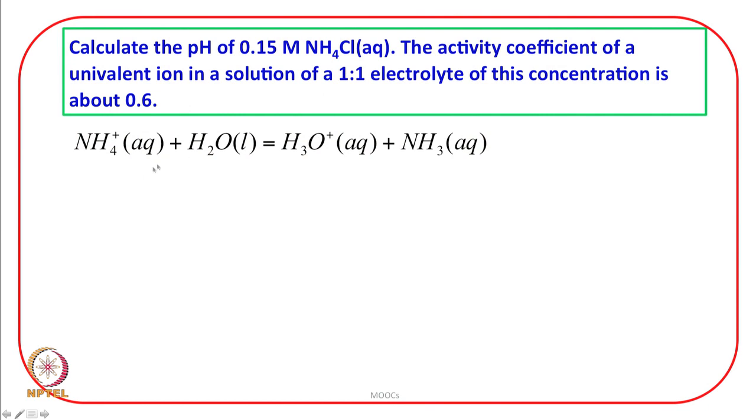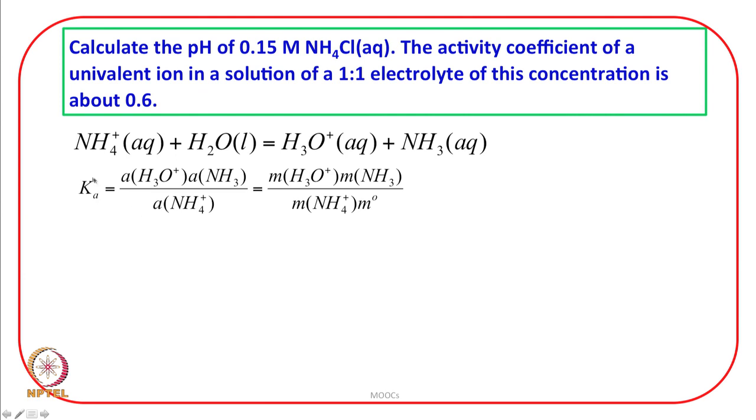Since we have ammonium chloride, the corresponding equilibrium is ammonium ion plus water forming H3O plus plus ammonia. And Ka, the acidity constant for this weak acid, will be the activity of hydronium ion times the activity of ammonia divided by the activity of ammonium ion. As we discussed earlier, since the solution is dilute, we can replace activity by molality. Also, noticing that the two molalities of H3O plus and NH3 are going to be the same by the reaction stoichiometry, we assume that the molalities are the same. Once again, I will highlight that we are approximating activities by molalities or by concentration.